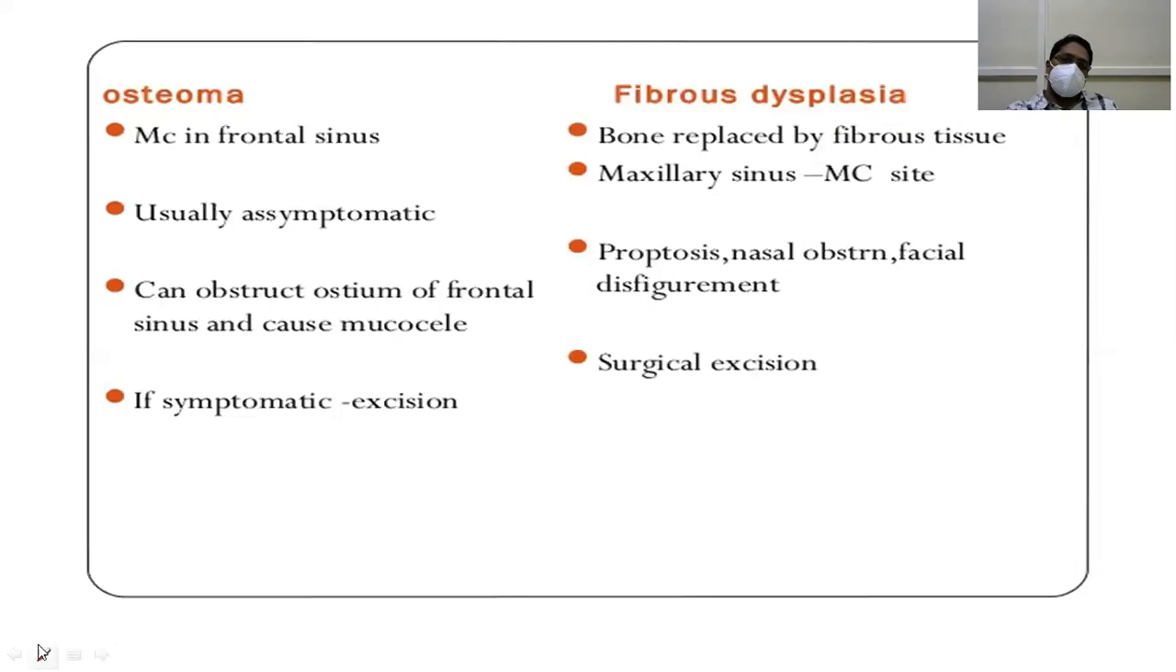Here you need to know the difference between osteoma and fibrous dysplasia. I told you, osteoma is most common in the frontal sinus. Fibrous dysplasia is most common in the maxillary sinus, where bone is replaced by fibrous tissue. Most osteomas are asymptomatic. In some cases they obstruct the frontal sinus and cause mucocele. Only if symptomatic do we have to do excision. In fibrous dysplasia, bone is replaced with fibrous tissue, so there will be proptosis, nasal obstruction and facial disfigurement. That's why surgical excision is a must here.